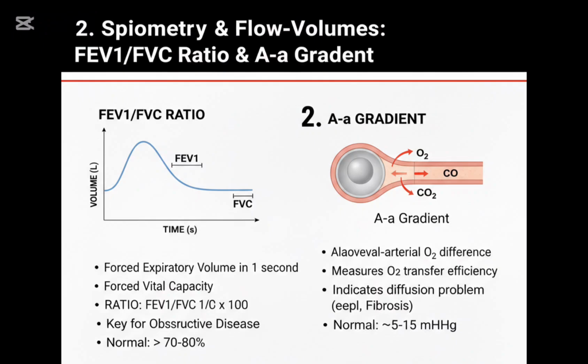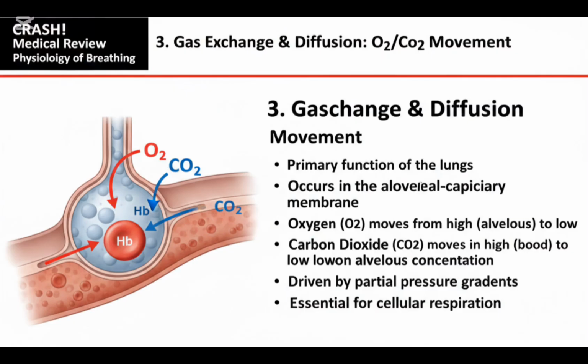Now let's talk about gas exchange and diffusion. Oxygen and carbon dioxide move across the alveolar capillary membrane via passive diffusion, driven by partial pressure gradients. Oxygen moves from high partial pressure in the alveoli to lower pressure in pulmonary capillaries. Carbon dioxide moves in the opposite direction.